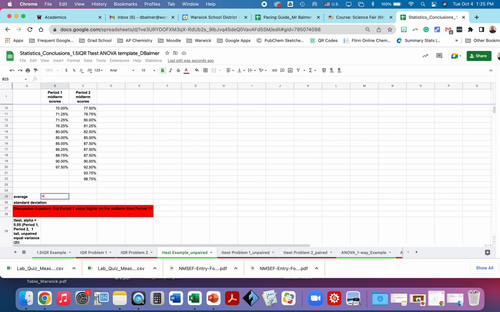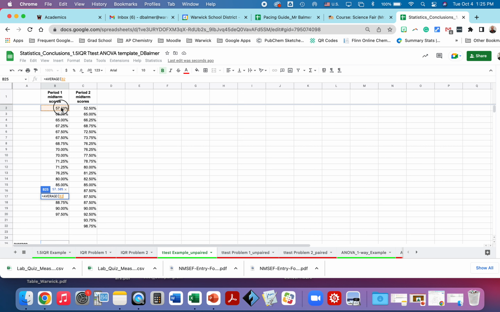We're going to do the average. So equals AVERAGE. What average would I like? Well, I'm going to highlight this data from B2. I'm actually going to go all the way down to B22, and I'll show you why in a second. So even if I highlight extra cells, as long as they're empty, that's not going to change anything.